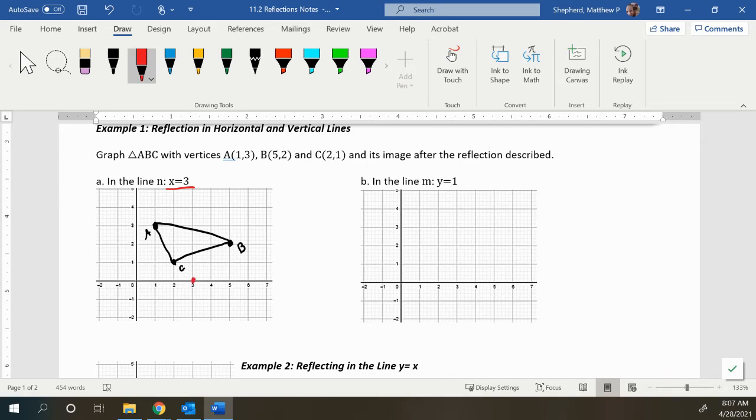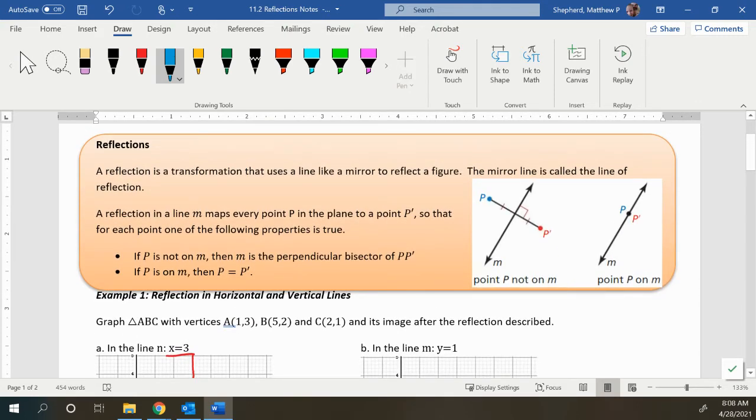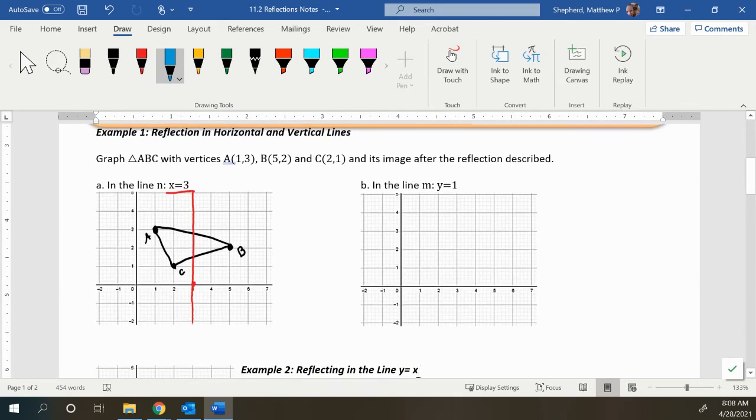Right here is a dot where X equals 3. Now we want the line X equals 3. X is going to equal 3 for this entire vertical line. The Y value is changing, but X stays at 3. Now we're going to reflect each of those. Just like they showed in the picture, we go perpendicular to it. Because that was a vertical line, I'm going to go towards it horizontally.